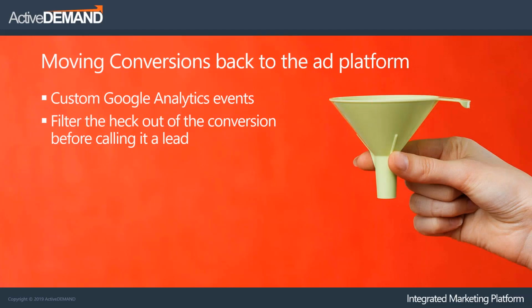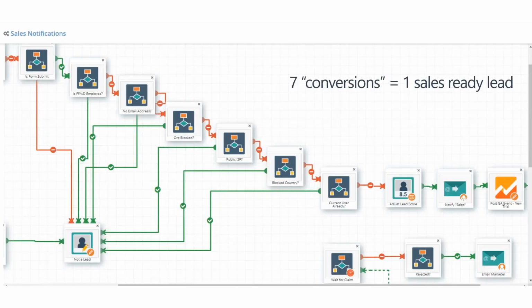The way we have ours set up right now is we use a custom Google Analytics event, and we filter the heck out of it before we call it a lead. I'll show you the filtering that we use, and you can see why we filter these and what we're filtering for. Some of these would be easy to do in Google Analytics. Some of them would be difficult or impossible or just a real pain in the butt.